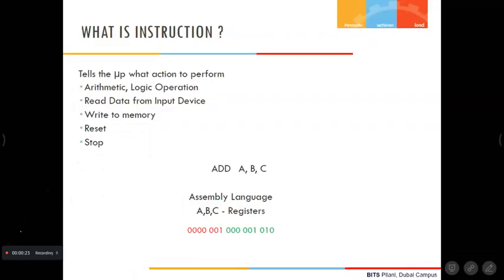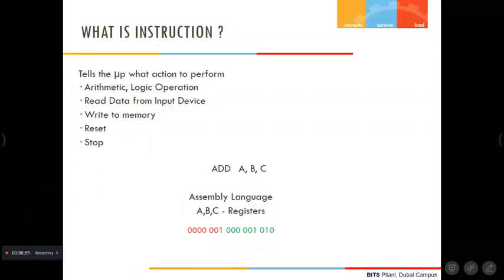Ultimately, whatever software you write in high level languages, it boils down to simple arithmetic operations and logic operations when it comes to the microprocessor operation. That's why your instructions are basically to do arithmetic and logic operations, read data from and put data into the memory, and reset and stop. I'm showing you typical instructions which a microprocessor can understand.